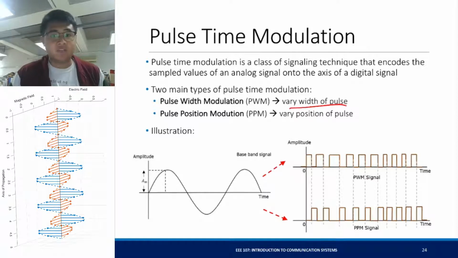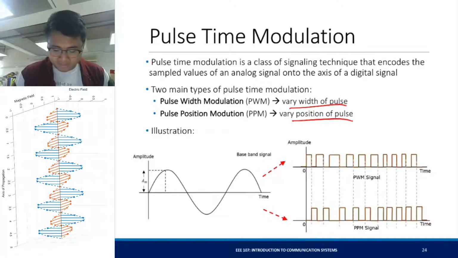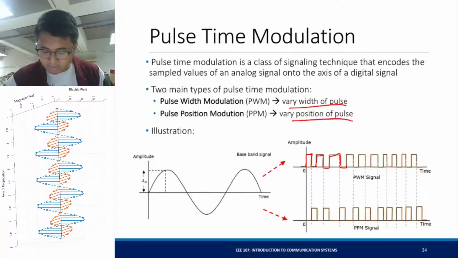The other one, you vary the position of the pulse by its name. So if you have the same signal here, the pulse width modulation is something like this, okay? Where you increase the duration of the pulse depending on the level of your sampled signal at that point. And it's related to the pulse position modulation, as you can see here. When the pulse width modulation ends, that's when the pulse appears, as you see here, and so on and so forth.